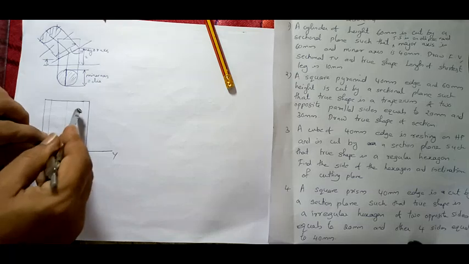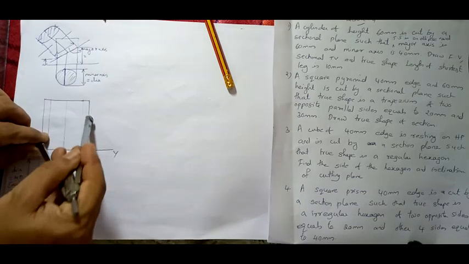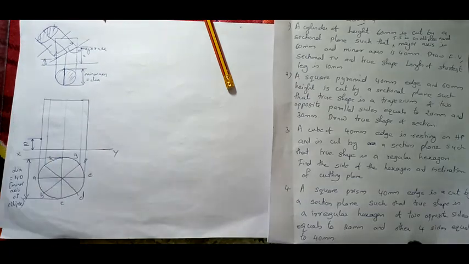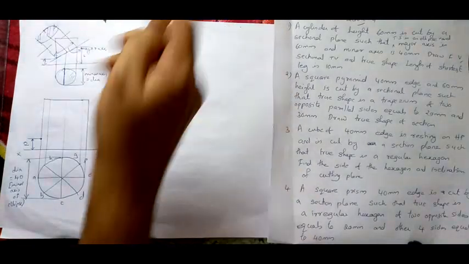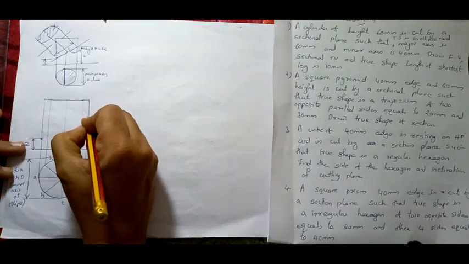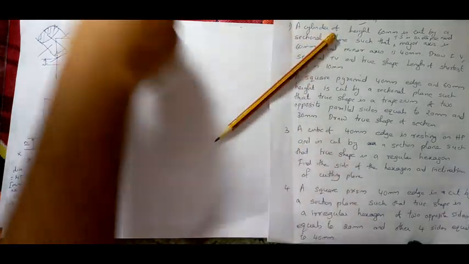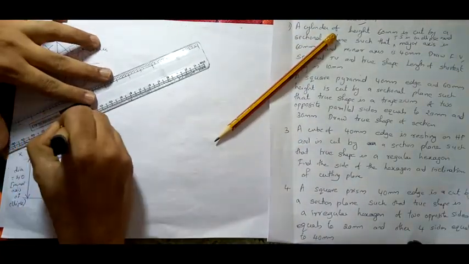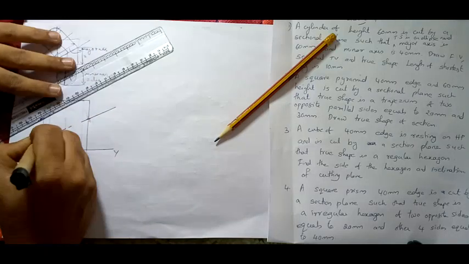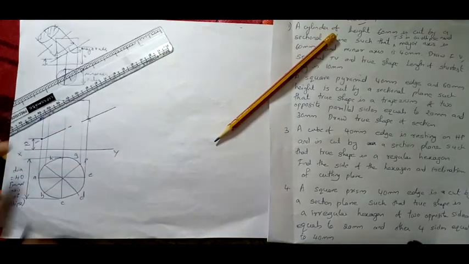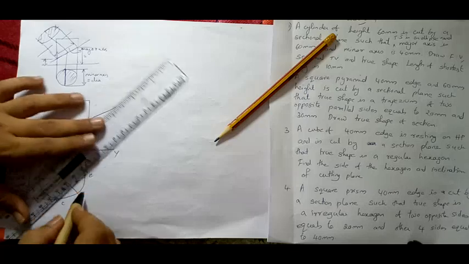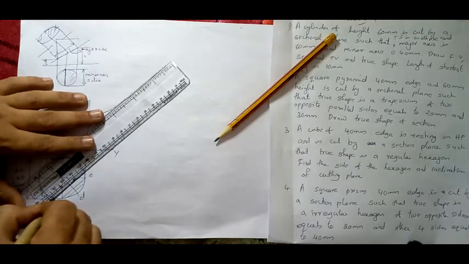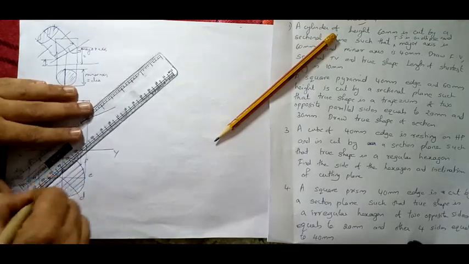Now from here cut like this. From here cut like this. So you have obtained like this. So this will be your point. Now complete the figure. So this will be your right section, fully sectioned. So rub off all the full portions now and obtain the points.